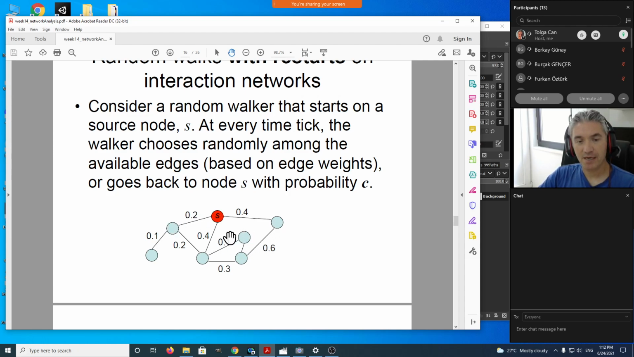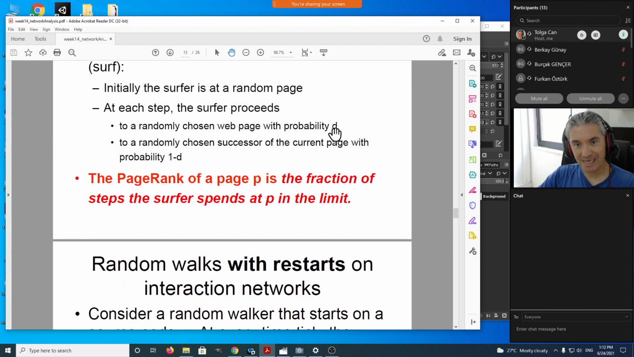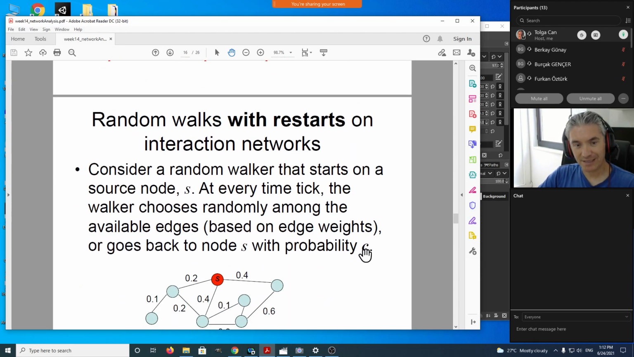So here, consider we have a random surfer that is walking on this graph at every time tick. This probability c is the same as d, so d and c are the same thing. Instead of jumping arbitrarily to any one of the nodes, we jump to a specific node with probability c or d, for the same purpose. If you're jumping to S with some probability, it means that we are going to have our surfing start from S with a certain probability at every time step. So that's what we call a random walk with restarts.